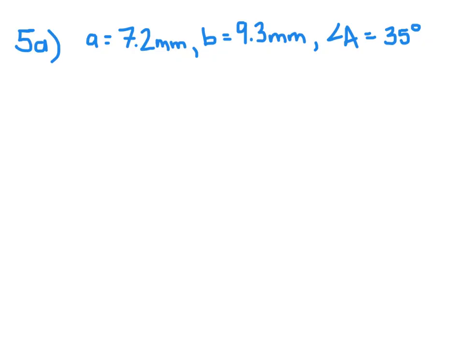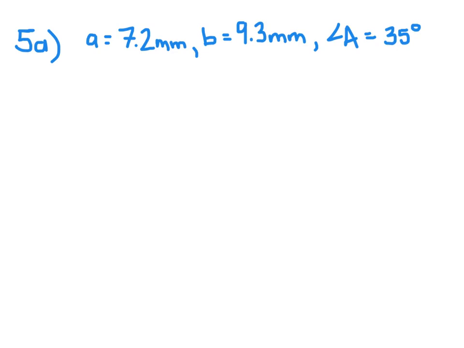Let's take a look at number 5a on page 318. Number 5a is from the sine law, the ambiguous case. It gives us these measurements for little a, side length little b, and angle A is 35. It says find all appropriate and sketch all appropriate triangles given this information.